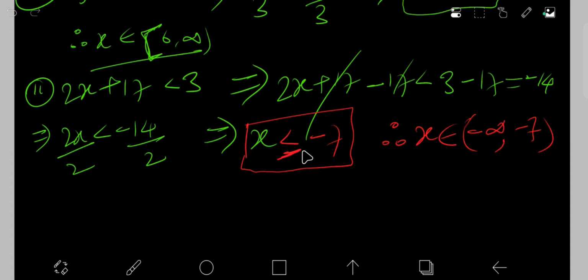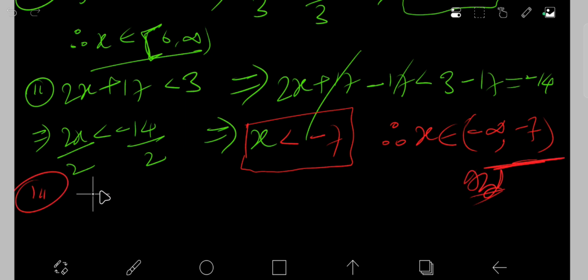If an equality sign were given, then we would take a closed bracket, but here the equality sign is not given, so we write the interval in open form. Okay, so this is my final answer. The third number question is given here. I solve the fourth number and you solve the third number yourself.